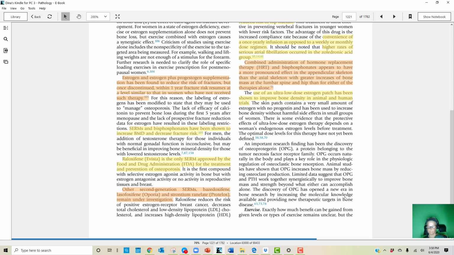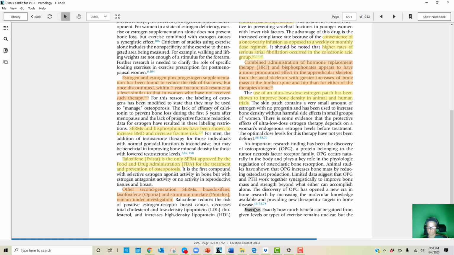Limited data suggest that OPG and PTH work together synergistically to improve bone mass and strength beyond what either can accomplish alone. The discovery of OPG has opened a new era in bone research by increasing the molecular knowledge available and providing new therapeutic targets in bone disease.